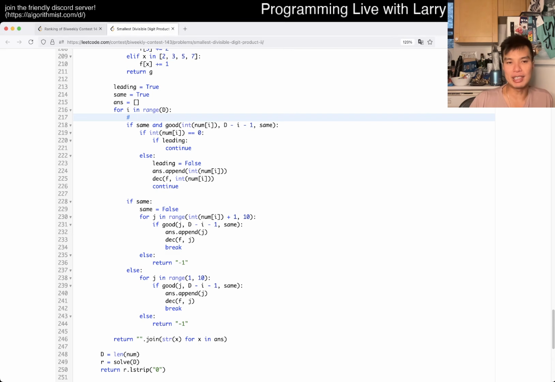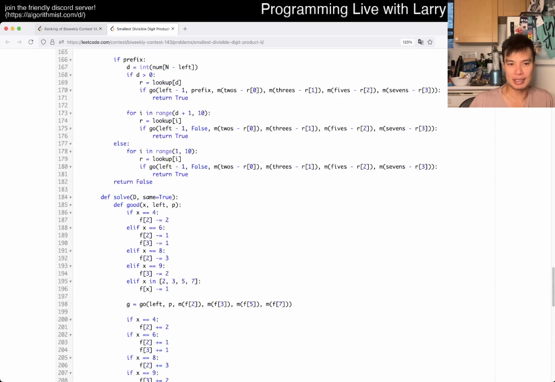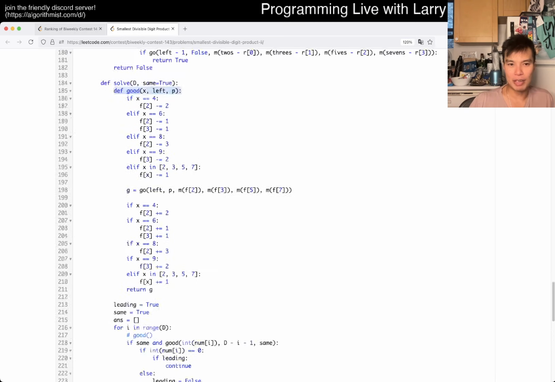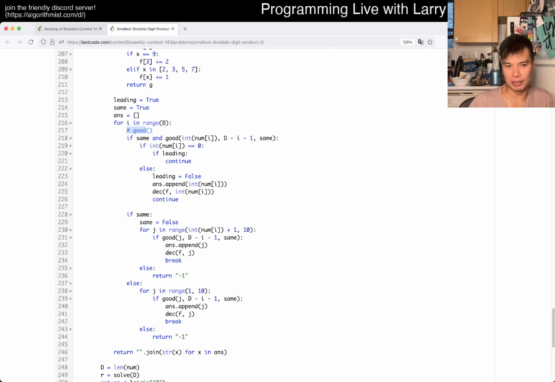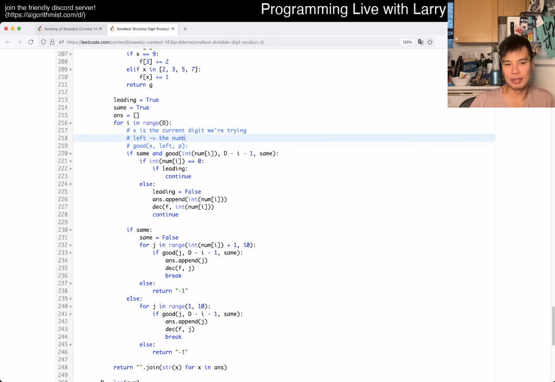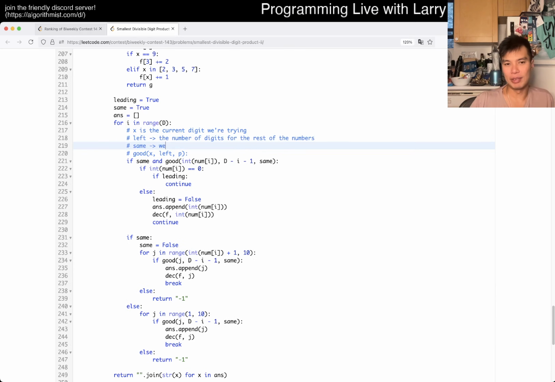But yeah, so the first digit is good. It's going to be good of, this is the helper. It's what I call my checker function, my satisfactory function, right? So x is the current digit we're trying. Left is the number of digits for the rest of the numbers. And same is just whether we have to keep the rest of the numbers bigger or the prefix the same.